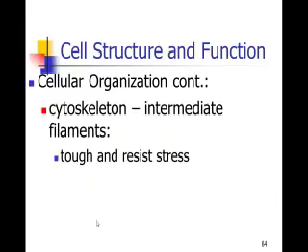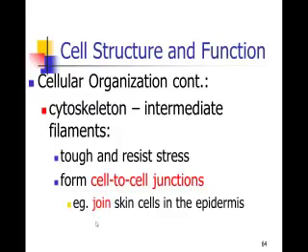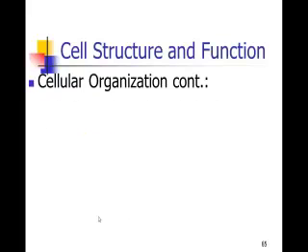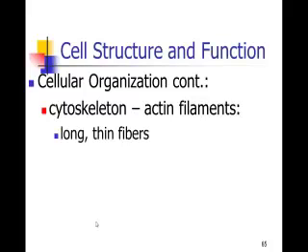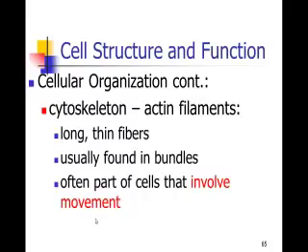And we have intermediate filaments. These are tough and can be resistant to being stressed, and they form junctions between cells, from one cell to another, especially important in the epidermis, connecting the cells of the skin. And then we have the actin filaments. Actin filaments are really important in muscle contraction. All three kinds of muscles, skeletal, smooth, and cardiac. These are long, thin fibers. They tend to occur in bundles, and they are involved in the contraction of the cells and movement.